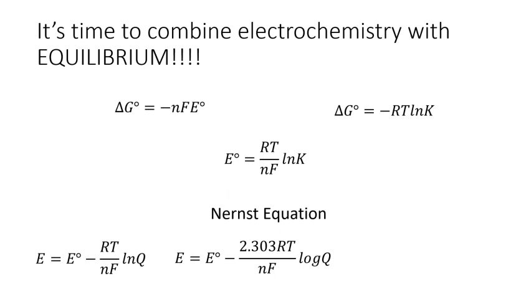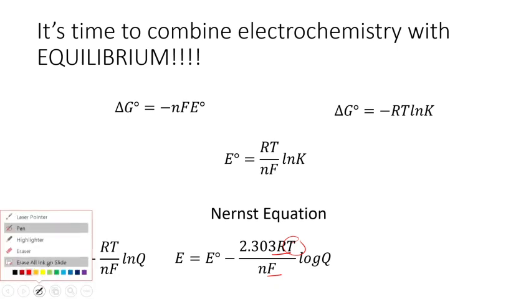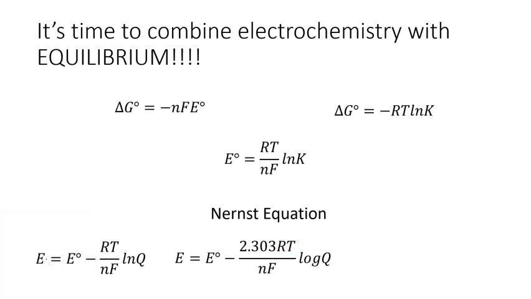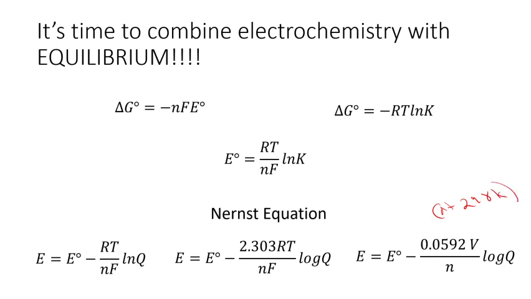One here, where instead of natural log, we have just log, right? That's what this value does. That's compensating for changing natural log to log. And then because R and F are constants, if you look at this at 298 Kelvin, or standard room temperature in science, you can get rid of the R, T, and F, right? And this is specifically at 298 Kelvin.